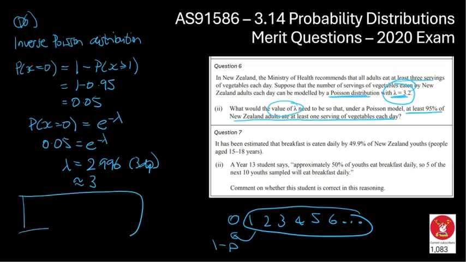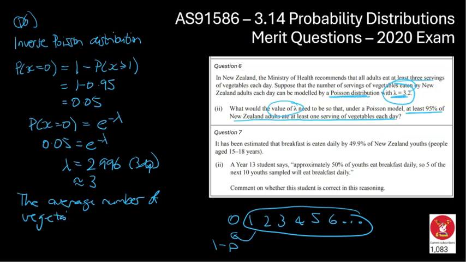So I would always suggest just put a little sentence at the bottom just to be sure. Say something like the mean number of servings per day is 3. So the average number of vegetable servings per day is needed to be 3. There you go.